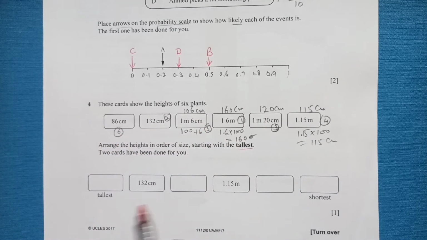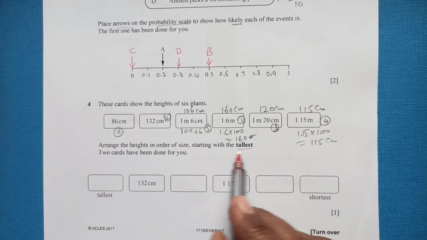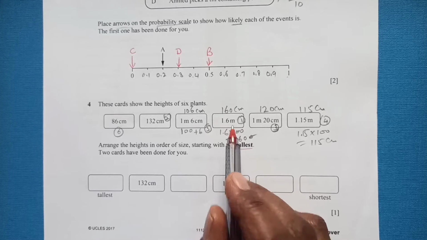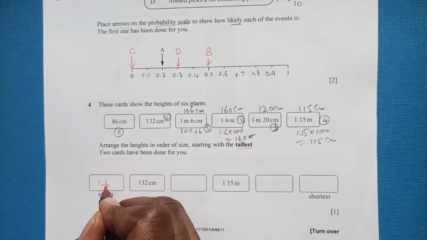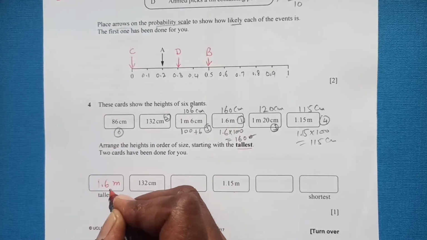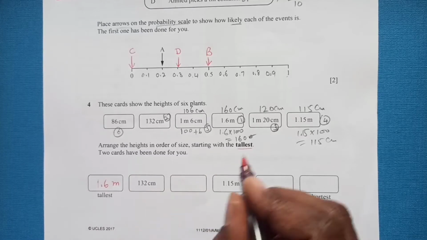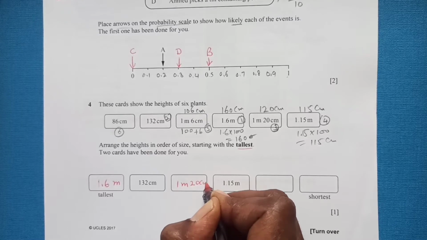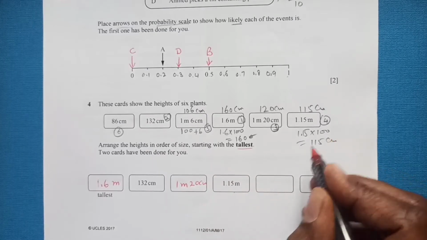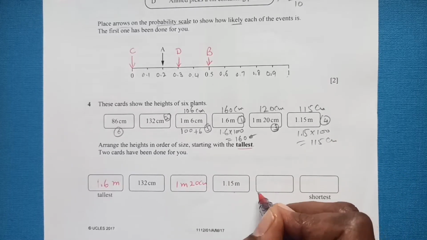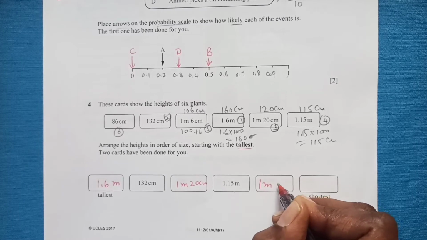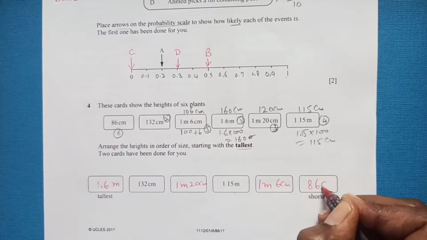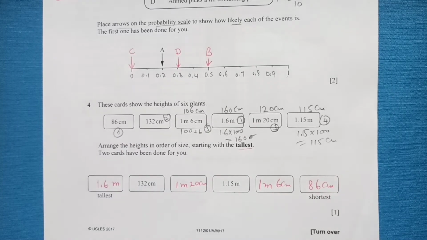So we can write it down in order. The first one, where is the first one? This one, 1.6. Remember your answer should be in the original form. So it is 1.6 meters, right? After that, 132. Then we have 1 meter and 20 centimeters. This is done. And lastly we have 1 meter and 6 centimeters. This one here. The last one is 86 centimeters.